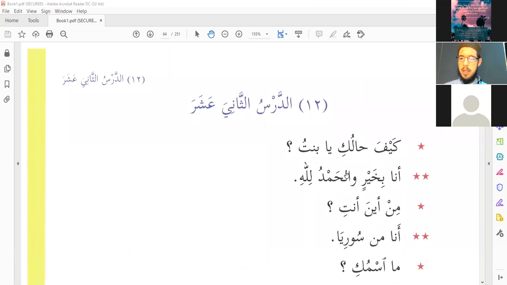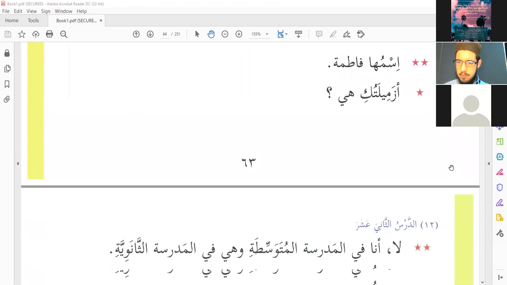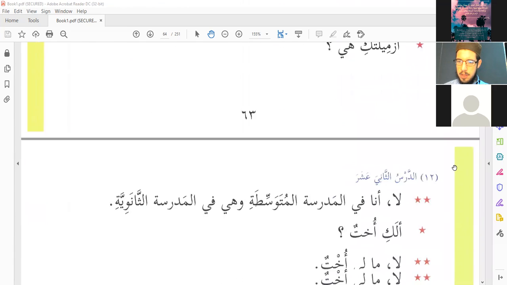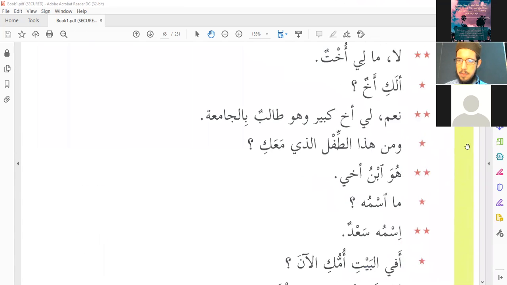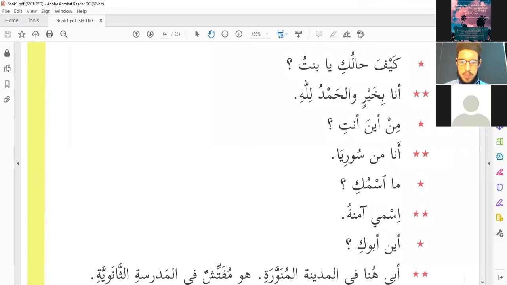So now, exciting, we're on to a new lesson. Lesson twelve. Let's see, how long is this? About 2 pages. Okay, we'll go through it. We'll give everybody the opportunity, inshallah ta'ala, to read the dialogue. And so, our first pair, star 1 and star 2.